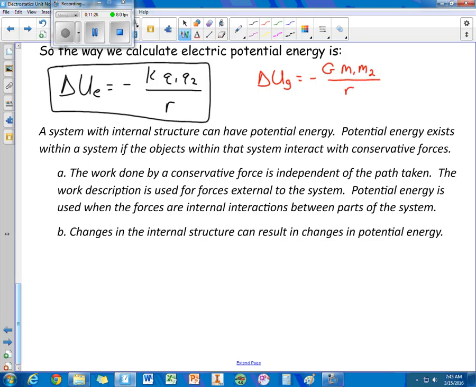Changes in the internal structure can result in changes in the potential energy. So what this means right here, changes in the internal structure, if you move the charges around, that would change how much potential energy is stored within that system.